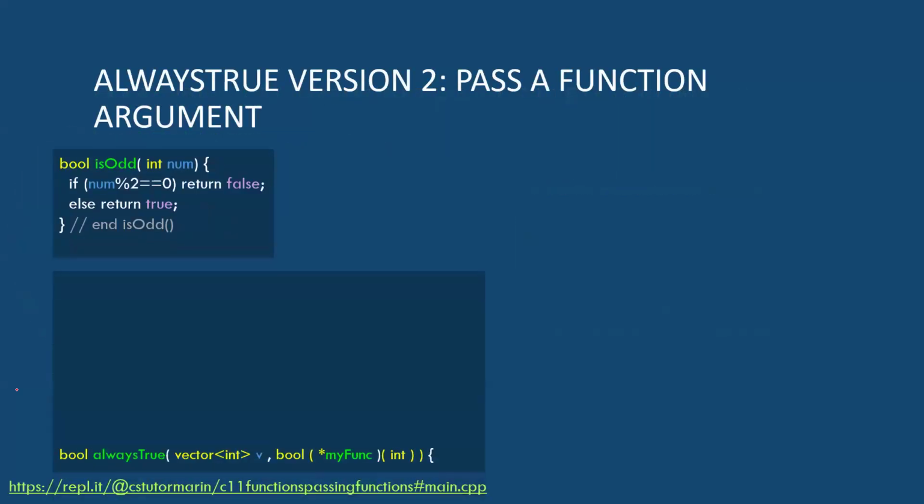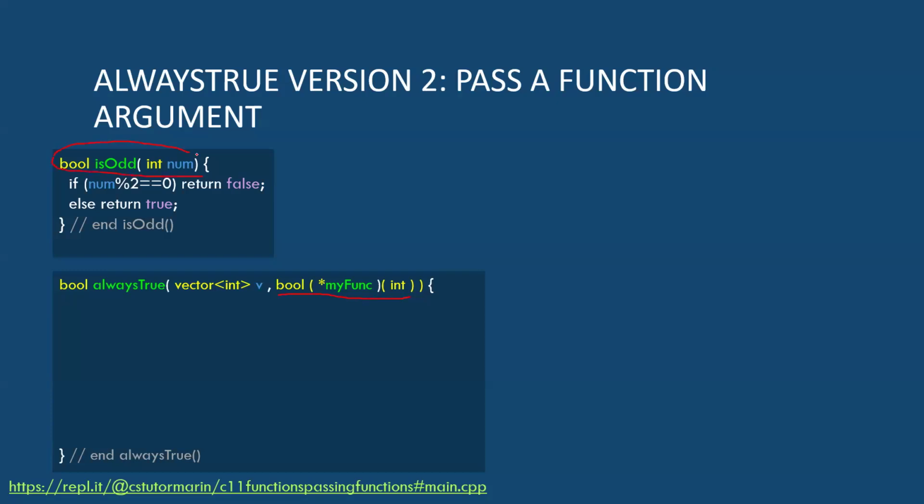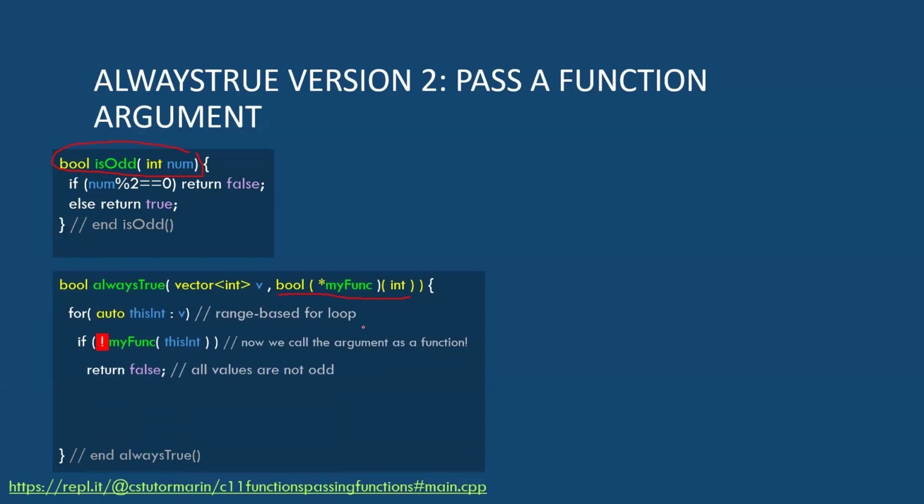So here's some pseudocode. Here's my second argument that matches the prototype for the function I want to call. Give me a number, I'll tell you whether it's odd or not, with a Boolean result. Now we're going to pass that function in. So the name isOdd takes on the name of the myfunc argument. So I have two arguments: a v vector, and a function that returns a Boolean and takes an integer argument, which is the function prototype up here.